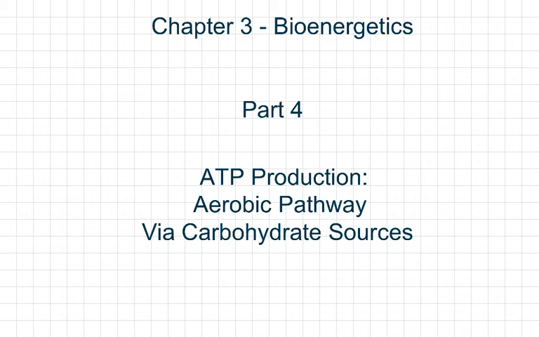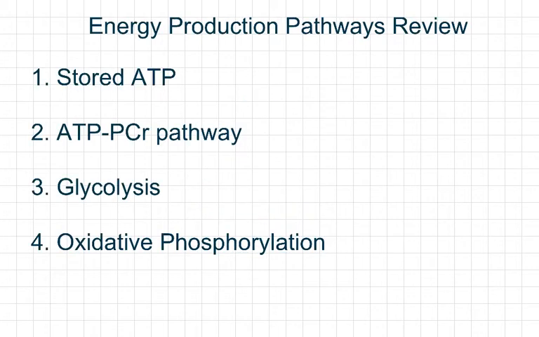Welcome everyone, and we're going to continue our discussion on bioenergetics. In part 4 of this series on chapter 3, we're going to discuss ATP production, more importantly, the aerobic pathway where carbohydrates are the main source of fuel. But before we begin, let's go ahead and do a quick review.